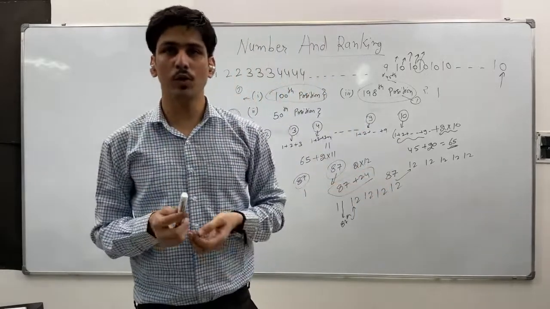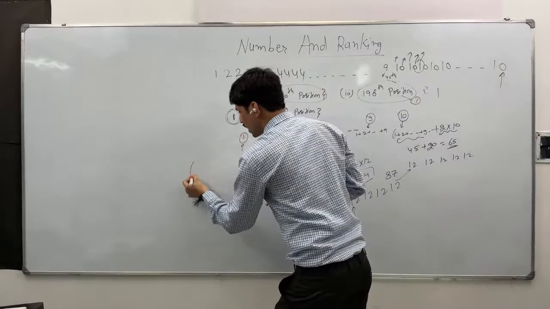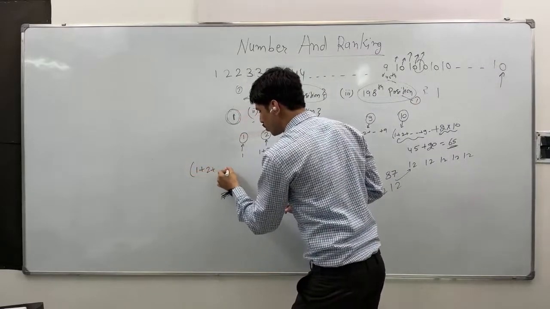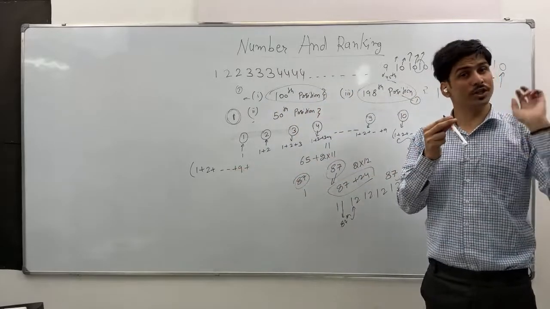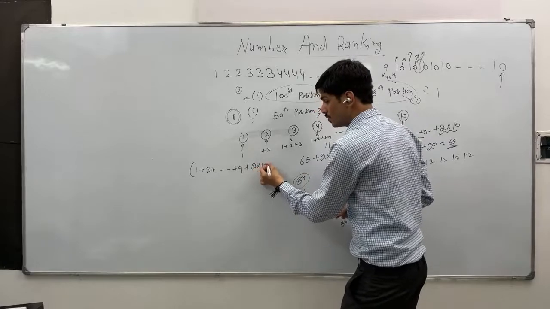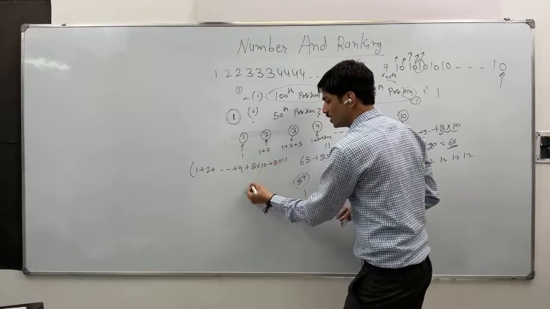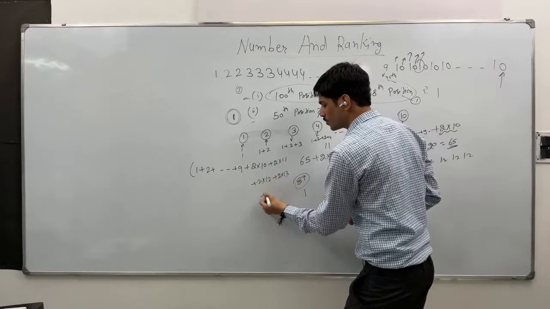First of all, your calculation will start something like this. Up to 9, there is no big problem, right? After that some problem starts. What happens? You will be getting two-digit numbers. So what will you do? 2 times 2, times 11, then 2 times 12, then 2 times 14.